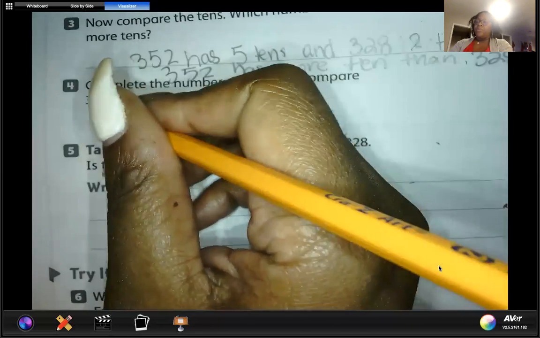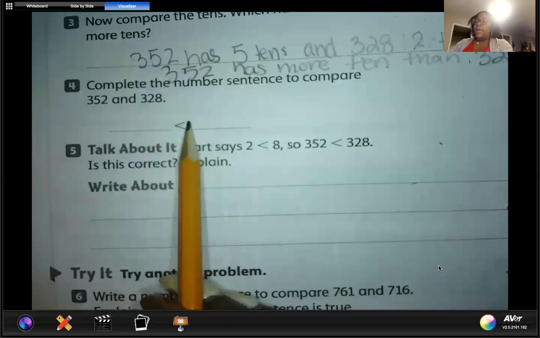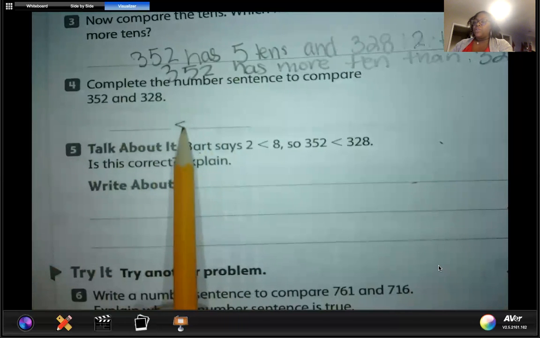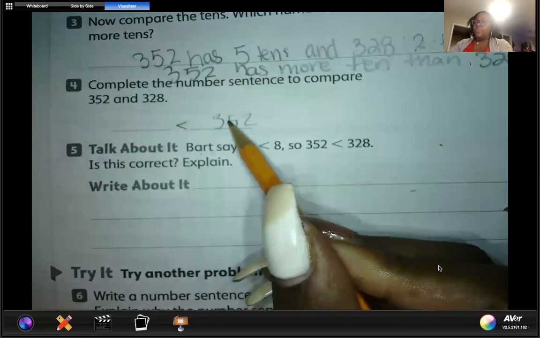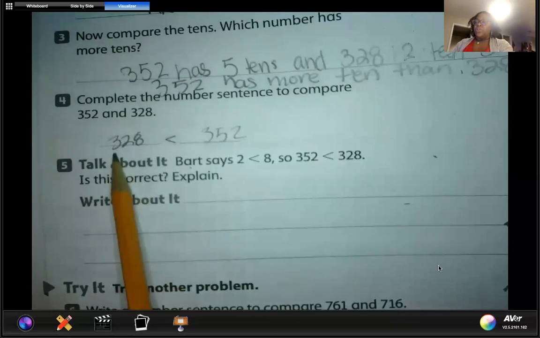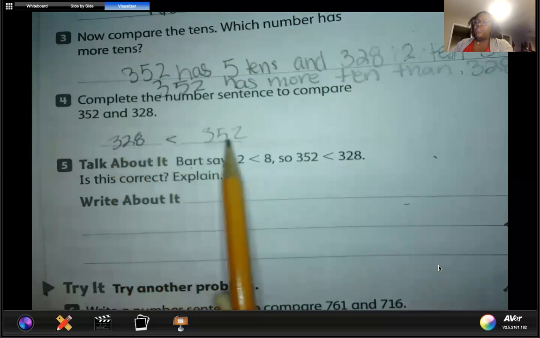And just like on the previous page, we already said that the alligator is going to eat the bigger number. So as we can see, the alligator's mouth is faced this way. So we're going to put 352 right here and 328 right here. This reads 328 is less than 352.